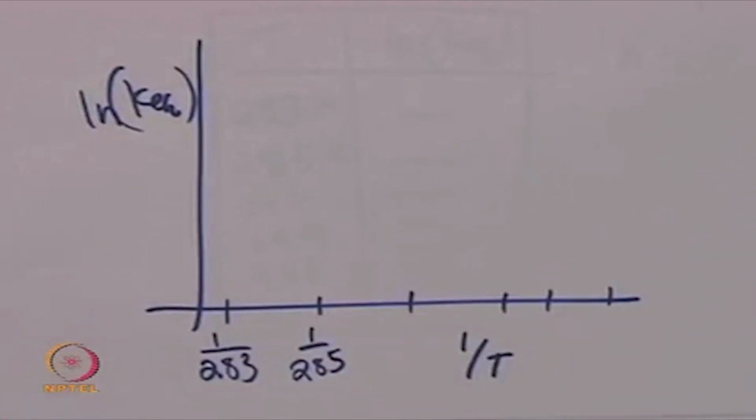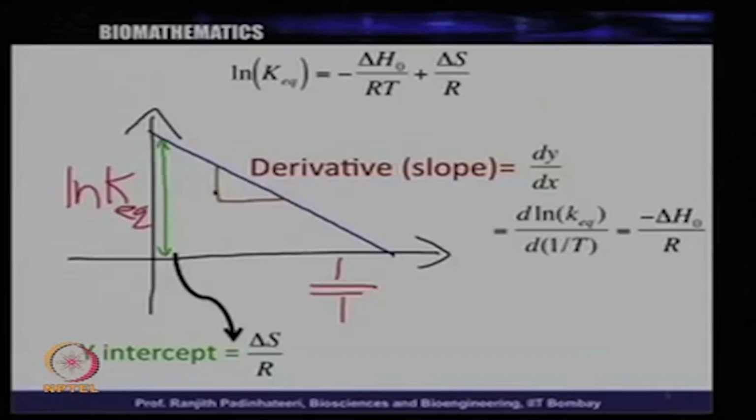Let us look at the next slide. The typical graph will look like this blue line. As 1 over T increases, that is, as the temperature decreases, the ln k equilibrium will decrease.